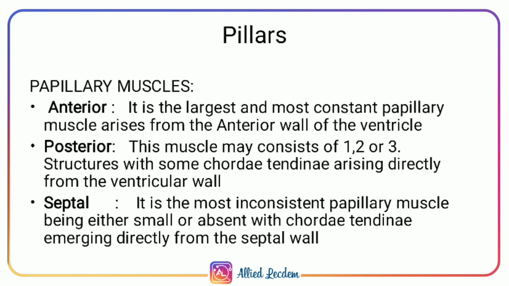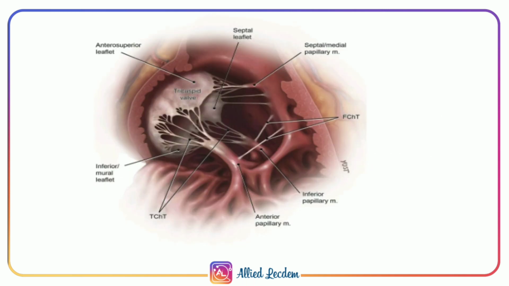Anterior papillary muscle is the largest and most constant papillary muscle. Posterior papillary muscle may consist of 1, 2, or 3 muscles. Septal papillary muscle is inconsistent. It is either small or absent. In the superior portion of this picture, you can see the septal or medial papillary muscle. In the inferior portion, you can see the inferior papillary muscle and anterior papillary muscle. These three papillary muscles are attached to the chordae tendineae of the tricuspid valve.